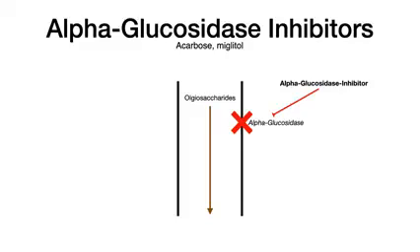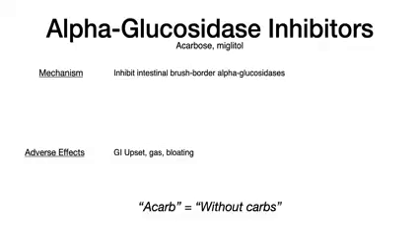And if you think about this, the adverse effects should make perfect sense, because if you have more oligosaccharide in the intestine, it's going to cause a little bit of GI upset. It's going to cause a little bit of gas, a little bit of bloating. Now, I know what you're thinking. How do I remember that acarbose is an alpha glucosidase inhibitor? And that's pretty easy, because acarb literally means without carbs. So you're never getting the glucose because you're never converting it, and therefore the intestine is without carbs.